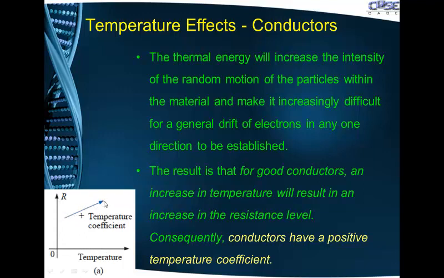Why does this resistance increase? What is the phenomenon occurring within the conductor when you increase the temperature? Actually, when you increase the thermal energy, the intensity of random motion of particles within the material increases and makes it increasingly difficult for a general drift of electrons in any one direction to be established. So as you know, in a conductor there are a large number of free carriers which move randomly through the conductor, and during this random motion they collide with each other.